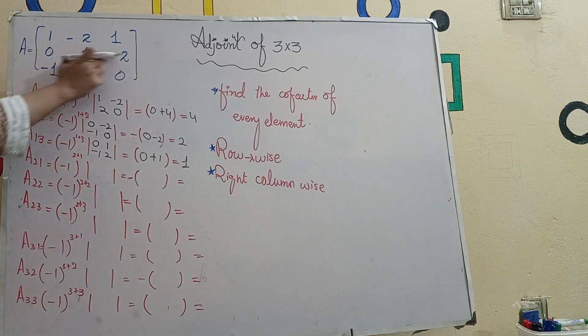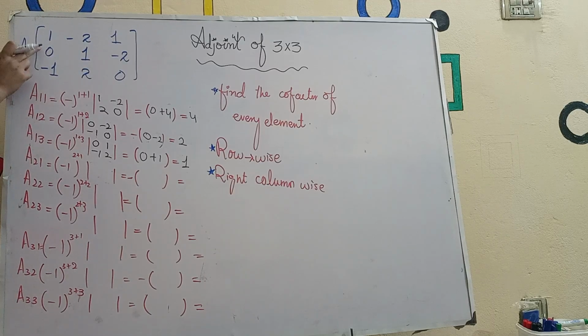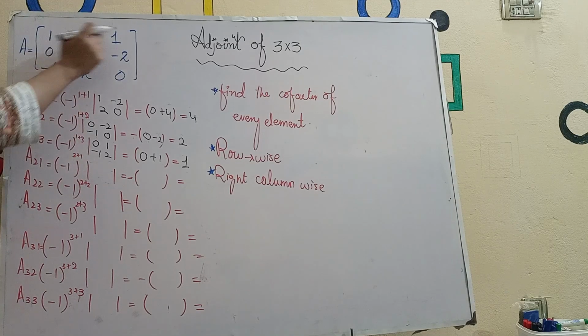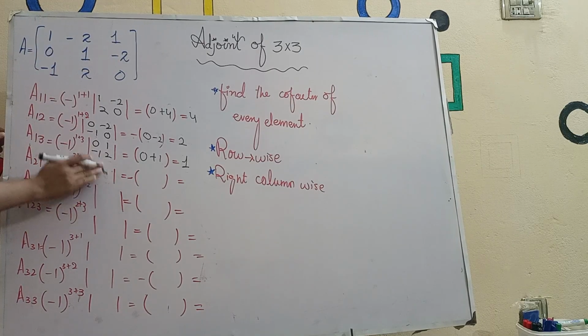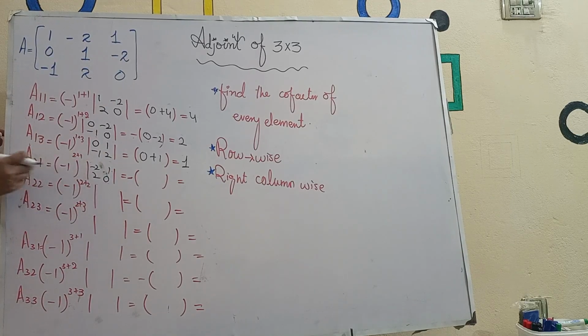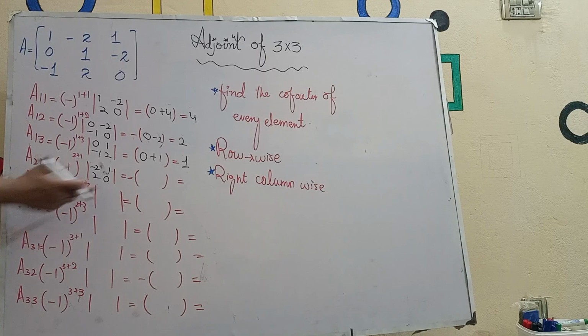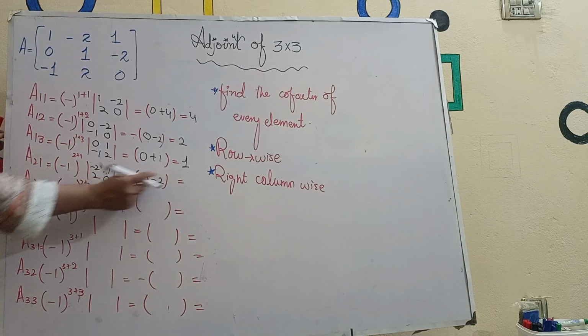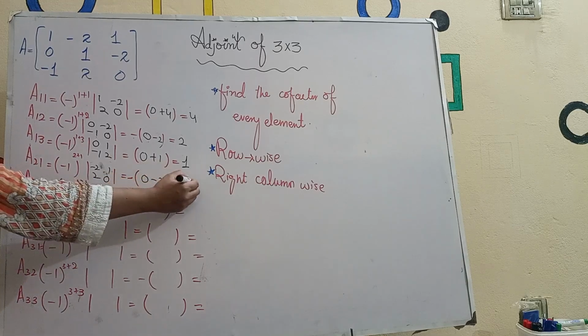Moving toward the second row. For the second row, first column, we have to remove these, so we remain with minus 2, 1, 2 and 0. Here 2 plus 1 becomes 3, an odd number, so the sign remains minus, and we are left with these elements. So 2 multiplied by 0 is 0, and 1 multiplied by 2 is 2, so we have 0 minus 2, but there is a minus sign out there, so it becomes positive 2.